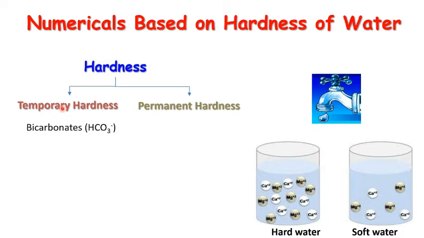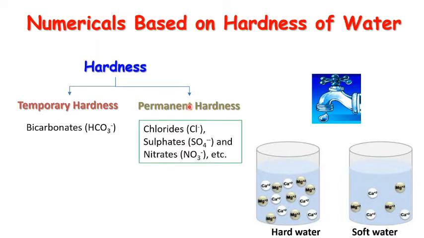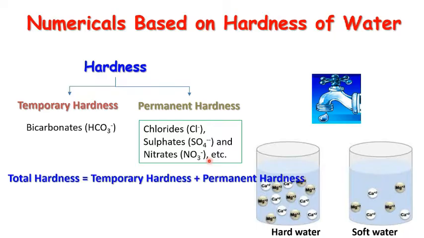The second type of hardness is permanent hardness. Permanent hardness is caused by the dissolved salts of calcium and magnesium: chlorides, sulfates, nitrates, etc. It is called permanent hardness because such salts cannot be removed simply by boiling. Special methods are required to remove these soluble salts from the water. Total hardness is the sum of the temporary and the permanent hardness. One more thing I bring to your notice, and it is an important question which has been asked in the viva: calcium and magnesium carbonates do not cause any kind of hardness because these are insoluble salts.